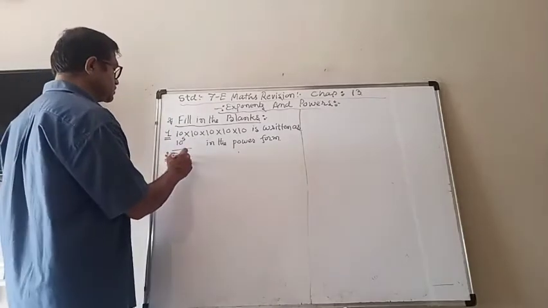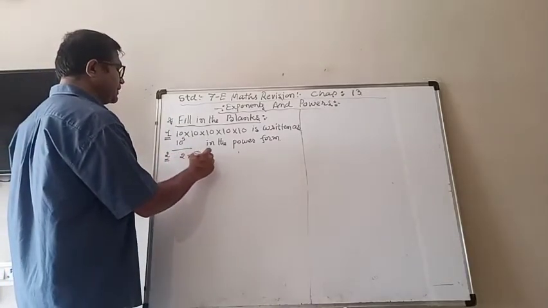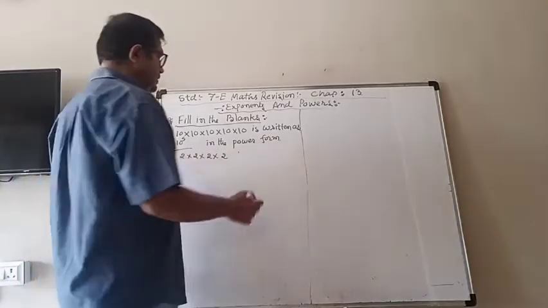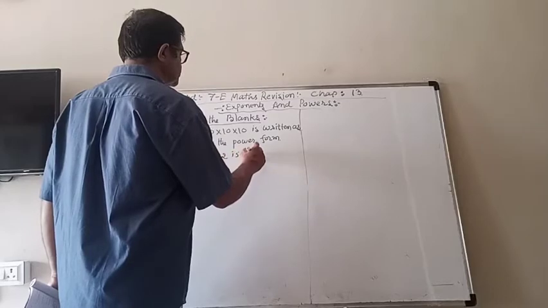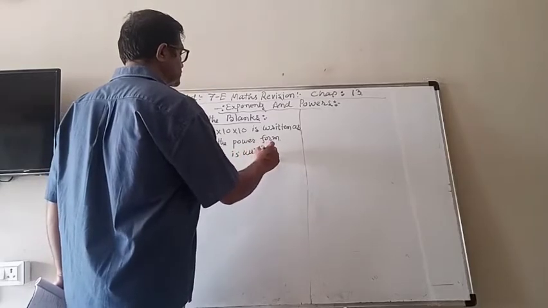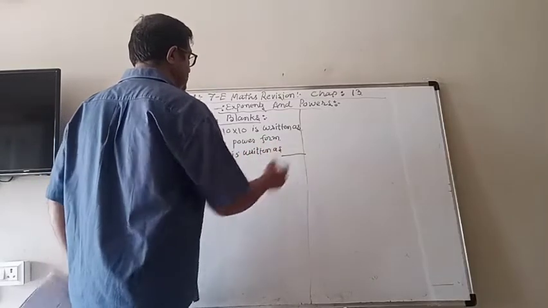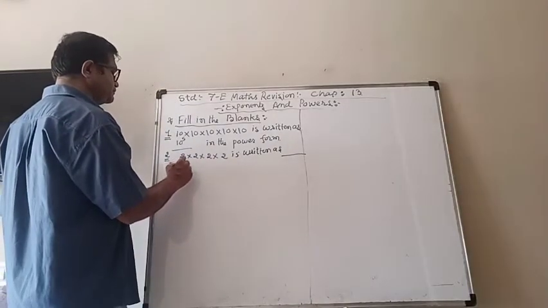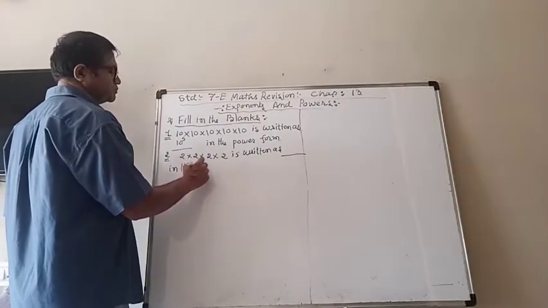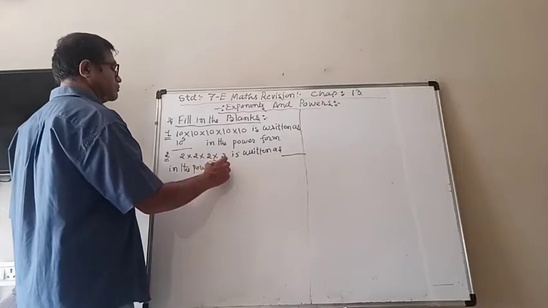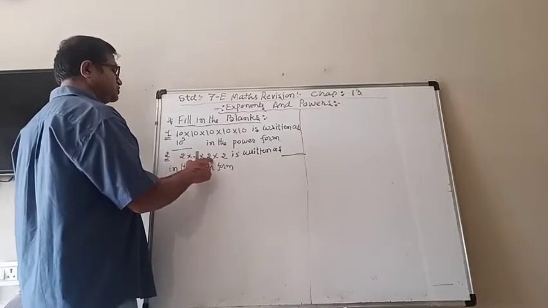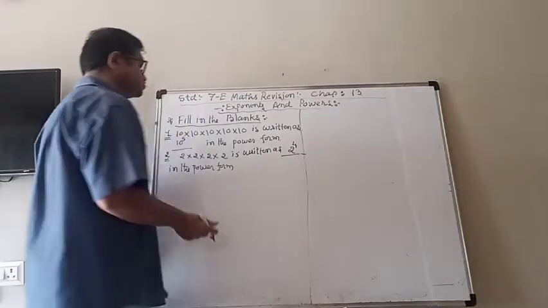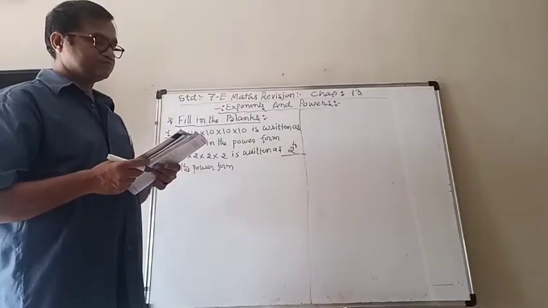Second, 2 multiplied by 2 multiplied by 2 multiplied by 2 is written as blank in the power form. So here 1, 2, 3 and 4 times 2. So 2 raised to power 4.